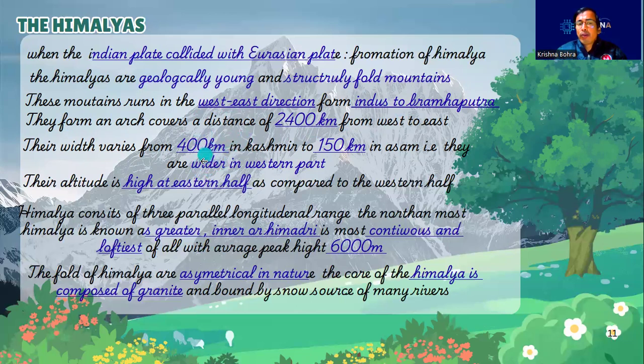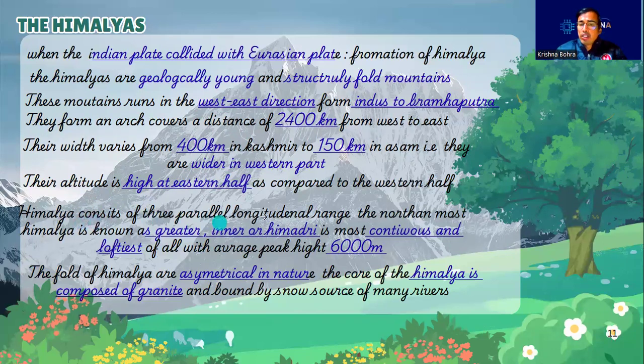One important thing over here is they are wider in the western part as compared to the eastern part. As you can see, they are 400 kilometers in the western part and only 150 in the eastern part. The altitude is the highest in the eastern half, the middle of the eastern Himalayas. And as you observe, the highest mountain peak of the world, Mount Everest, lies on this Himalaya, in the middle of it.